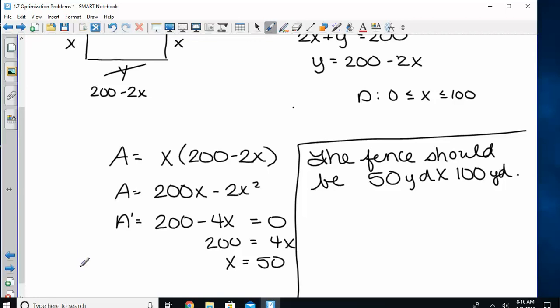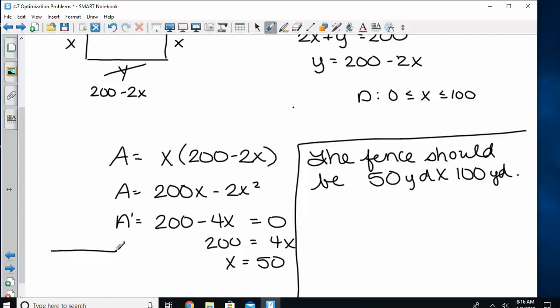If I had gotten multiple values for x, how would you tell which ones were maximums and which ones were minimums? Plug them back in. Remember, just like when we did our graphing, we found our critical points and then we made that sign line to decide if they were maximums or minimums, so you could do that.